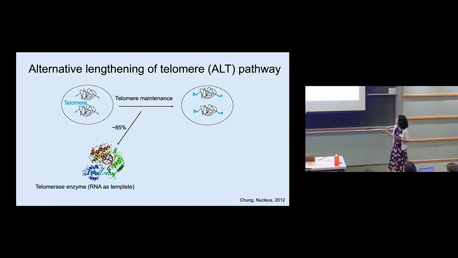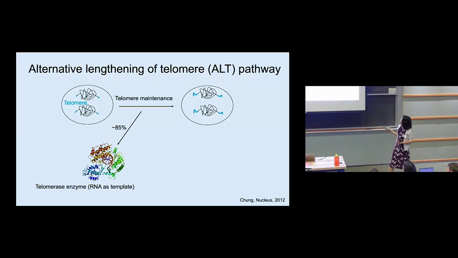The majority of cancer cells just reactivate telomerase, which is active in our stem cells but suppressed in somatic cells. They simply reactivate this gene, and then they get telomerase, which has an RNA in the complex that it uses as a template to do reverse transcription and add the telomere DNA back.